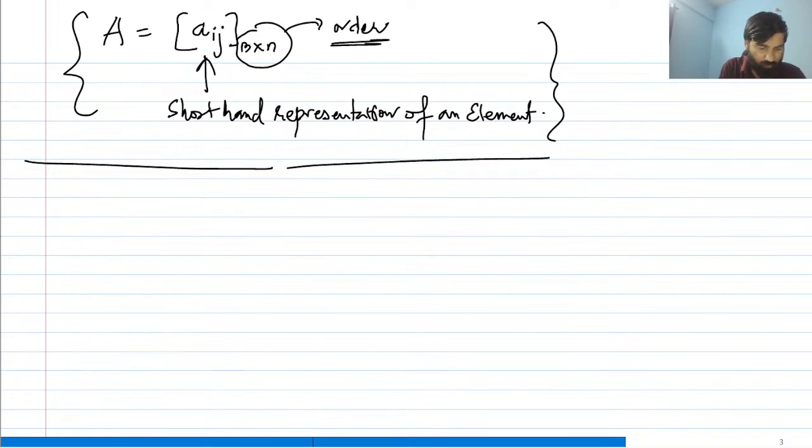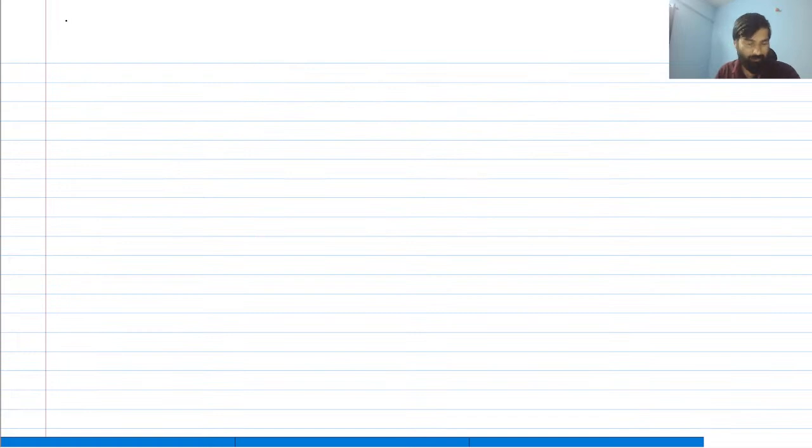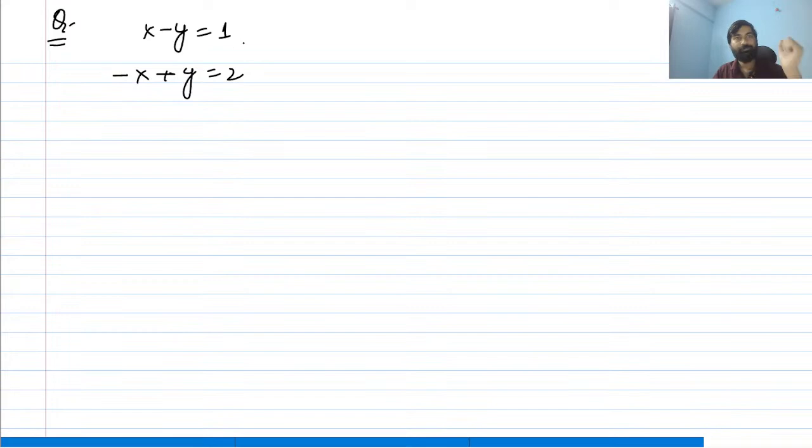Last time we took some examples as well, and today also we'll take one example: two equations, two unknowns only. So x minus y equal to 1, and minus x plus y equal to 2. This is line number 1, or equation number 1, and this is equation number 2.